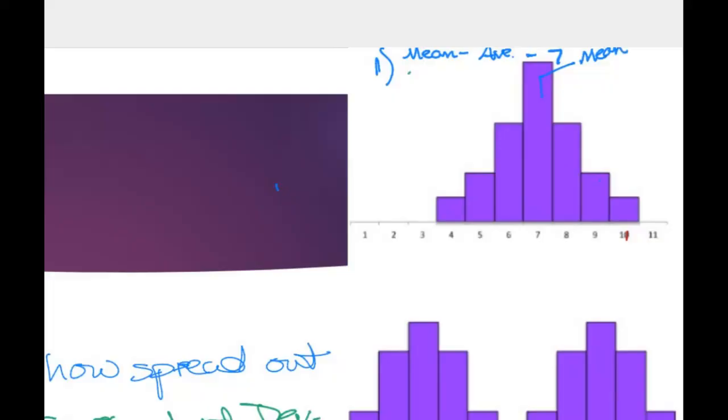Okay? We also could talk about the mode. How do we describe the mode? The mode is the one that happens the most. So which of these numbers occur the most? Why did you say 7? Why did you say none?